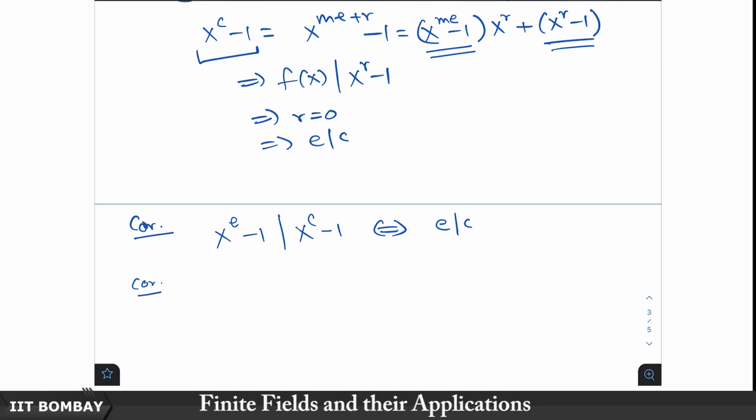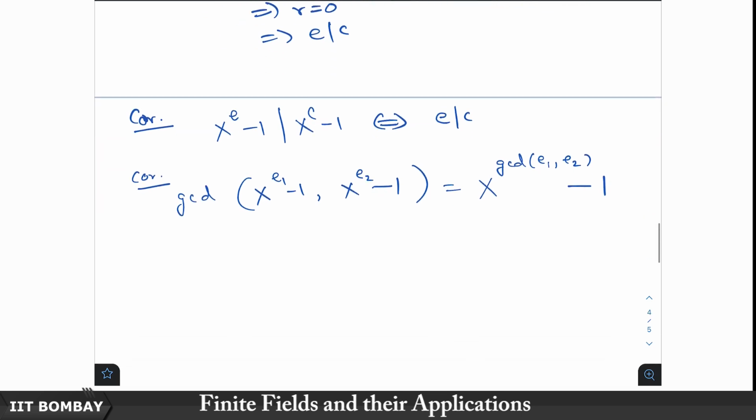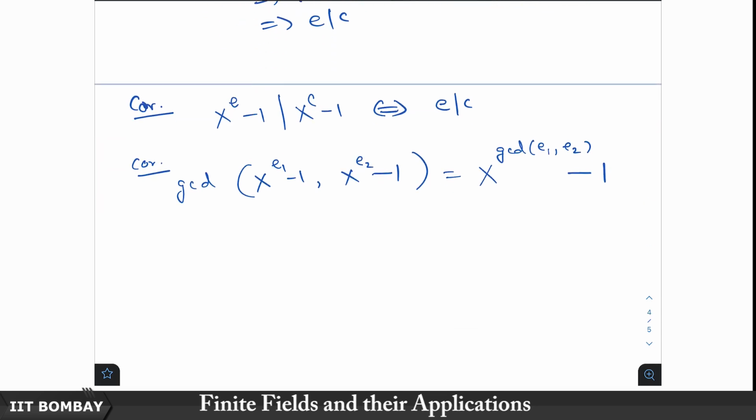Now, a further corollary of this is that if you take two polynomials of the form x^{e1} - 1 and x^{e2} - 1, then their GCD is nothing but x^{gcd(e1, e2)} - 1. You can argue this yourself, this is a very simple consequence.